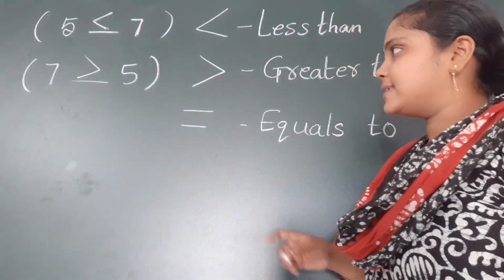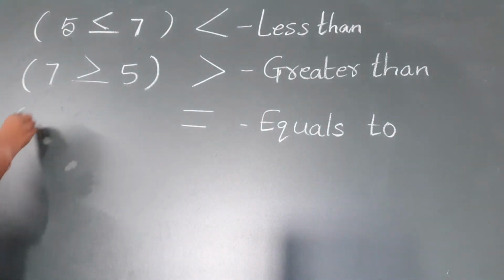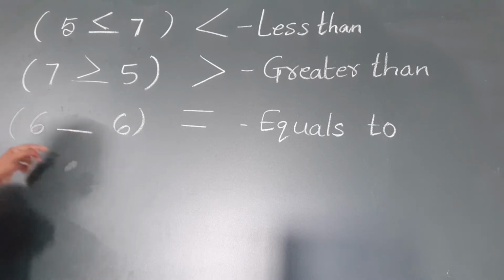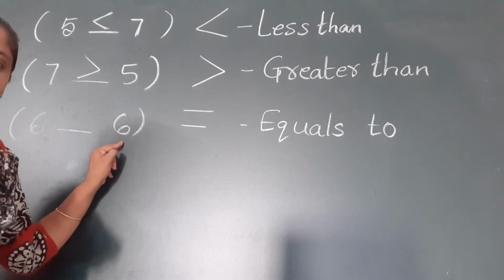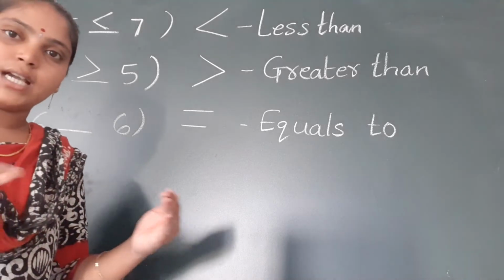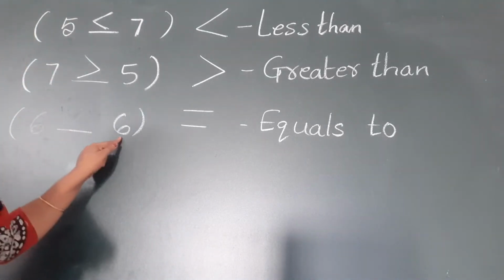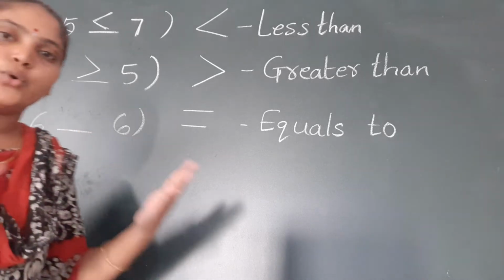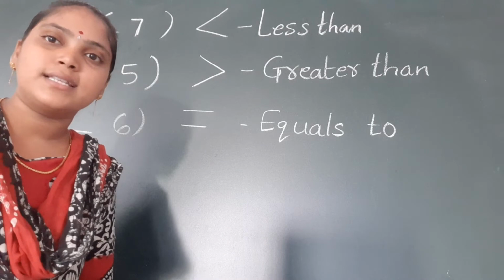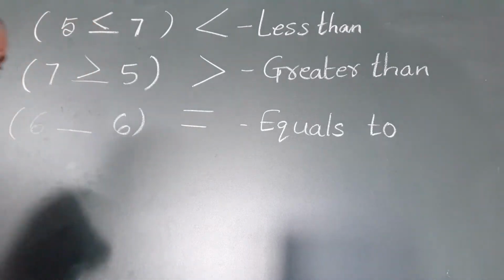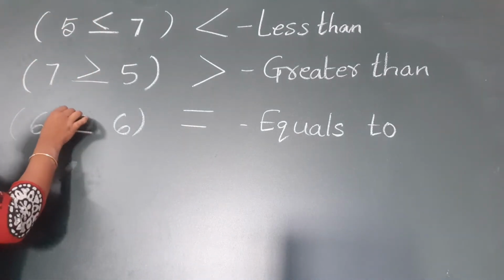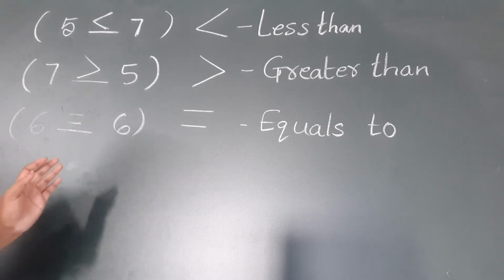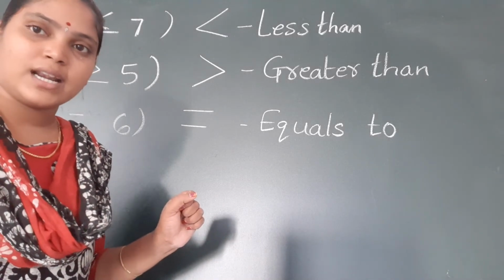Okay. Next. 6 and 6. Here you have to check, this is 6 and this is also 6. So when we compare two numbers, if the two numbers are the same, here 6 and 6, what do we have to place? Equals to symbol. If the two numbers are the same, we have to place the equals to symbol. Is it clear, everyone, children?